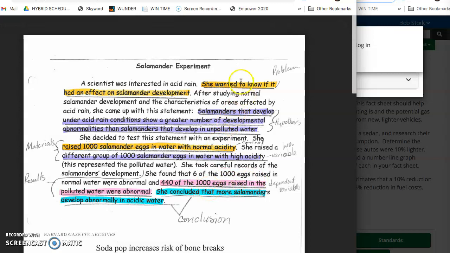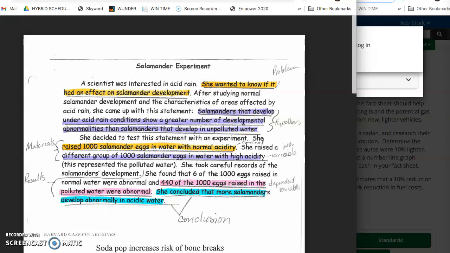So again, just to run this through here, our problem was: does the acid rain have an effect on salamander development? Her hypothesis was that she thinks that acid rain will cause more developmental abnormalities.